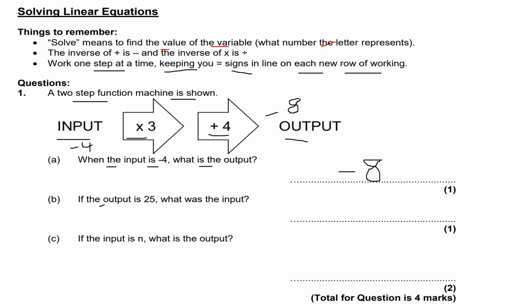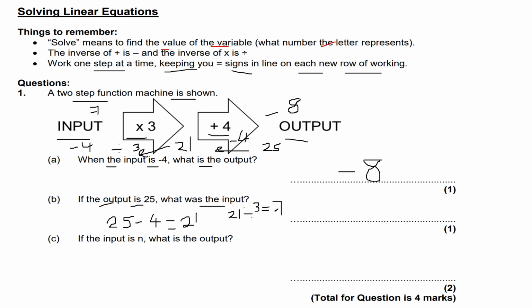Part B: if the output is 25, what was the input? Again, we're working backwards, because you're given the final answer. What's the opposite of adding 4? That would be to take away 4, or subtract 4. We do 25 take away 4 first, which is 21. The last step: what's the opposite of times by 3? That'll be to divide by 3. So 21 divided by 3 gives us 7. So the input, when the output is 25, is 7.